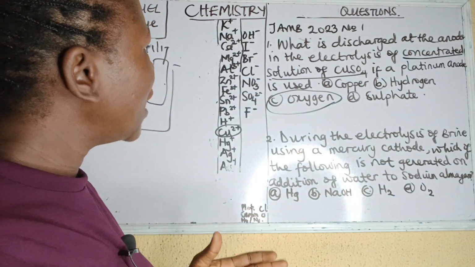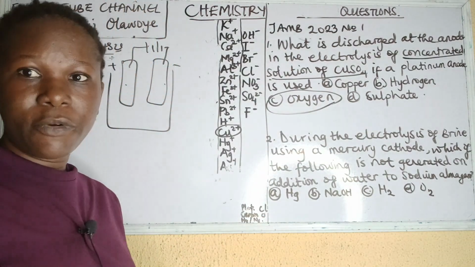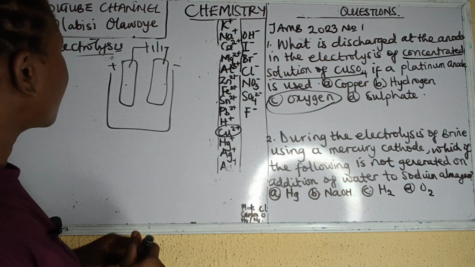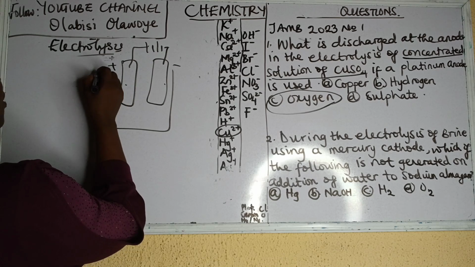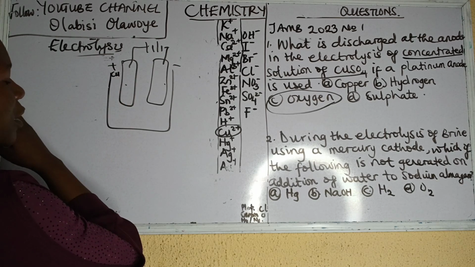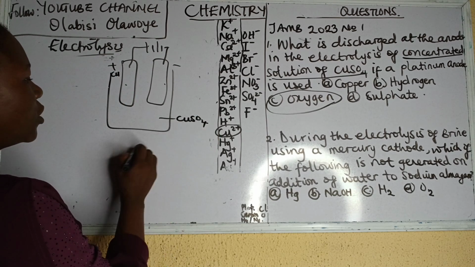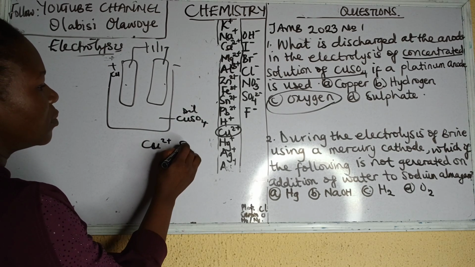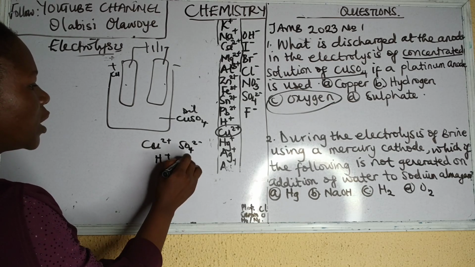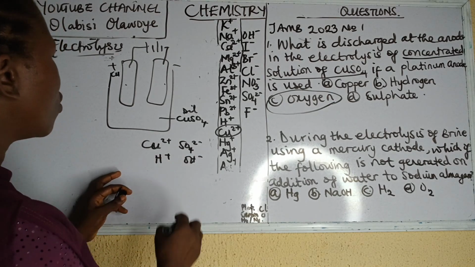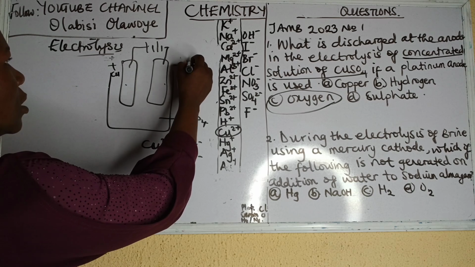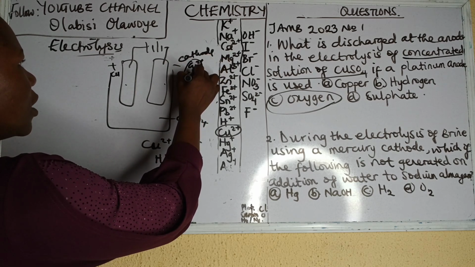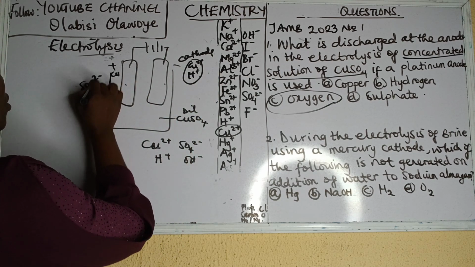But there is another thing. If you use copper, for instance, as the anode here, and you are working on electrolysis of dilute copper sulfate, we have copper 2 ion, we have SO4 2 ion, then we have hydrogen ion and hydroxyl ion. Now the positive ions here will go to the cathode, which is negative, and the negative ions will go to the anode.